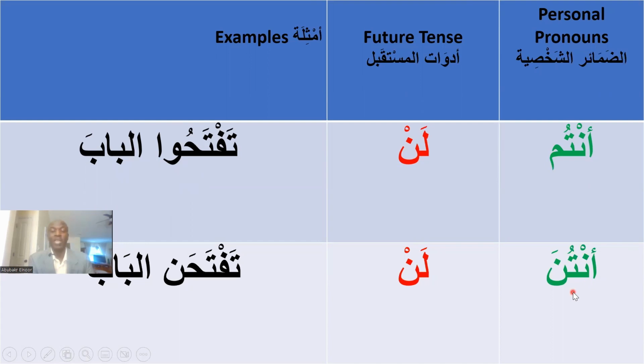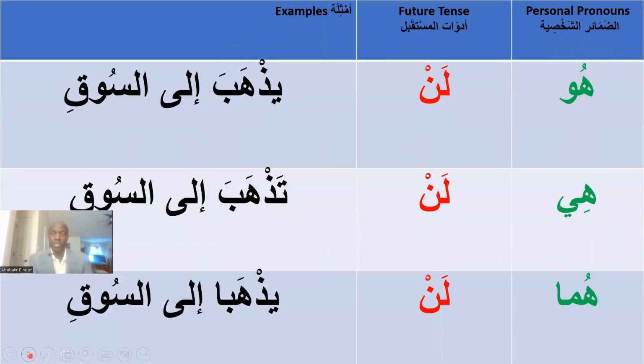أنتن stays the same. No change for the present tense conjugation. أنتن, you all feminine, will not تفتحن الباب. You will not open the door. And see the present tense conjugation here stays the same. No change.